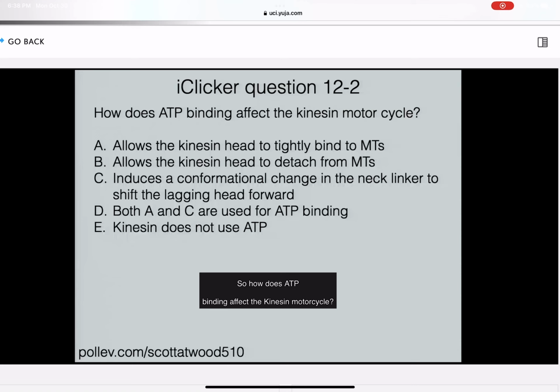All right. So, how does ATP binding affect the kinesin motor cycle?